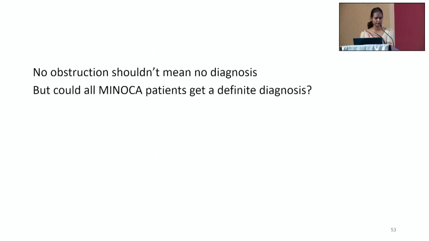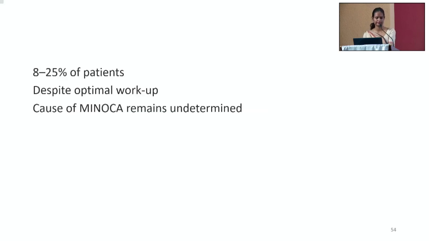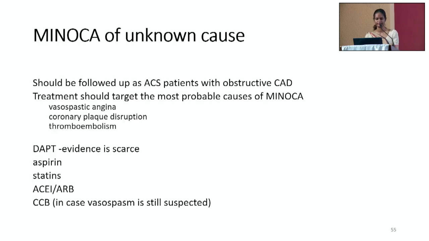So, no obstruction shouldn't mean no diagnosis, but could all MINOCA patients get a definite diagnosis? In around 8 to 25% of patients, despite optimal workup, the cause of MINOCA remains undetermined. This entity is categorized as MINOCA of unknown cause. So this entity we can follow up as acute coronary syndrome with obstructive coronary artery disease, and we can treat for the most probable causes of MINOCA. Those are vasospastic angina, coronary plaque disruption, or thromboembolism.